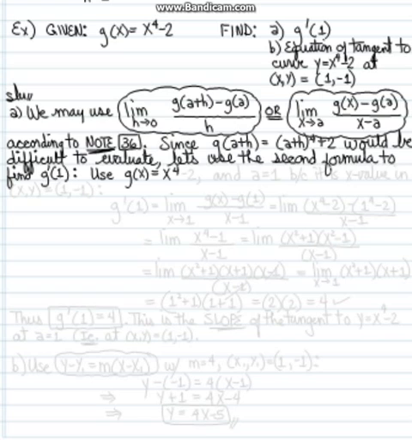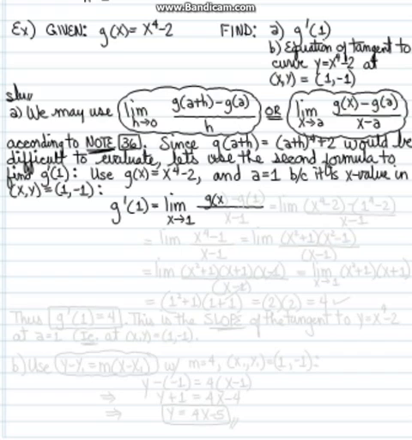Use g of x equals x to the fourth minus 2, and use a equals 1 because it is the x value in the ordered pair (x, y) equals (1, negative 1) given to us. Therefore, g prime of 1 is equal to the limit as x approaches 1 of g of x minus g of 1 over x minus 1. That's equal to the limit of (x to the fourth minus 2) minus (1 to the fourth minus 2), all over x minus 1.